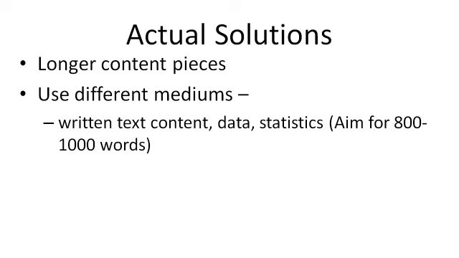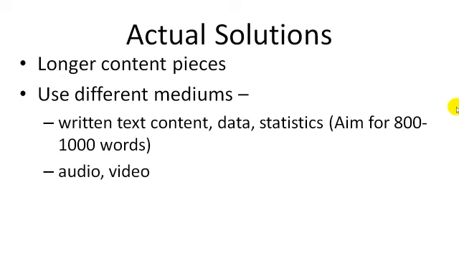What I mean by that is we've got written content, we've got data, we've got statistics, and it really depends on your audience and on your niche. Some of you may not have statistics to write about. Some of you may not have data to write about, but you might have certain content to write about. But whether it's data, statistics, or content, your goal is to aim for 800 to 1,000 words. If you can do that, you've got a longer piece of content.